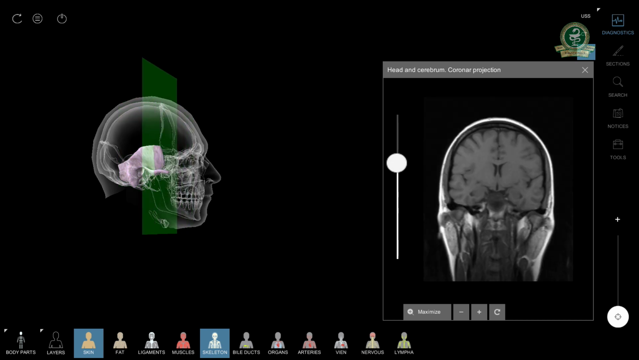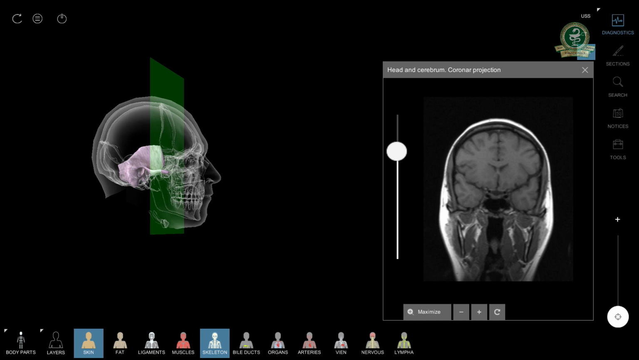Okay, we're talking about which bones? Frontal bone, 1. Parietal bones, 2 and 3. Totally we have 3. Occipital bone, 4. And 2 temporal bones, 5 and 6. And ethmoid bone, 7. And sphenoid bone, 8. We are talking about 8 cranial bones.